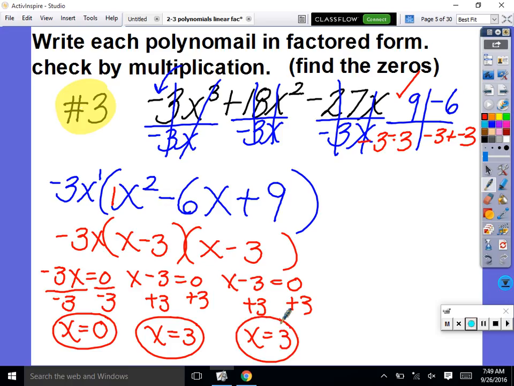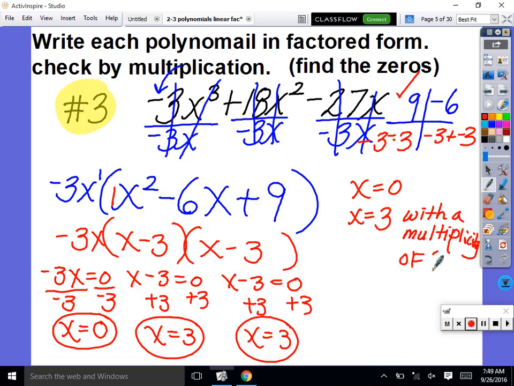Now in secondary math 3, it is no longer appropriate from this point on to say x equals 3, x equals 3. This is how you need to write it. So we have x equals 0 as a solution. And then we get x is equal to 3. And since it happens twice, that's called having a multiplicity of 2, meaning it happened multiple times. 3 happens twice, correct? So we would say x equals 3 with a multiplicity of 2 because it happened twice.